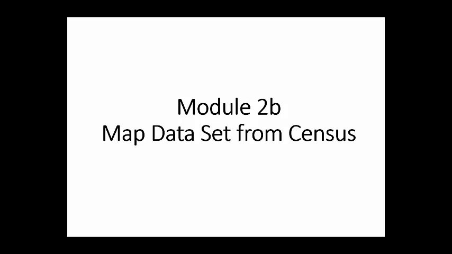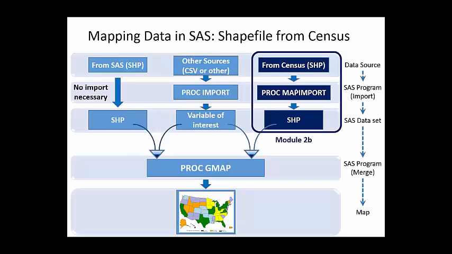Module 2B, Map Dataset from Census. For the United States, SAS provides the shapefile to county level. If we are mapping data at a lower level of geography, like mapping California at the zip code level, or mapping Nebraska at the census tract level, we need to download shapefiles from the census website.